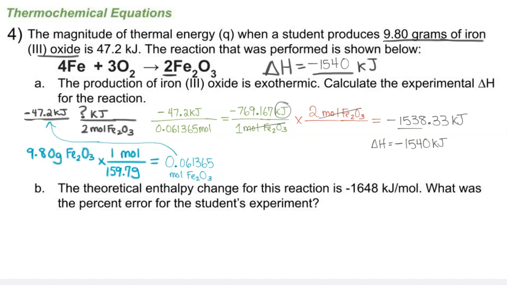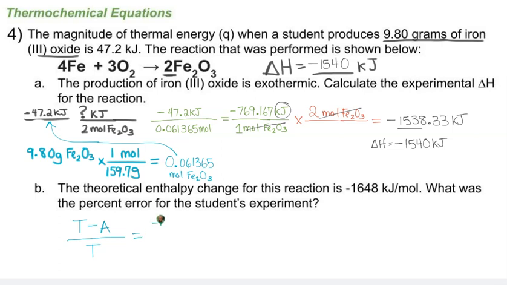The next part of the problem tells us that the theoretical enthalpy change for the reaction was supposed to be 1648 kilojoules per mole. So notice our experimental value is a little bit off from that. Part B asks us to find the percent error of the experiment. I know percent error is equal to our theoretical minus our actual, divided by our theoretical, and then times 100 to get to a percent.